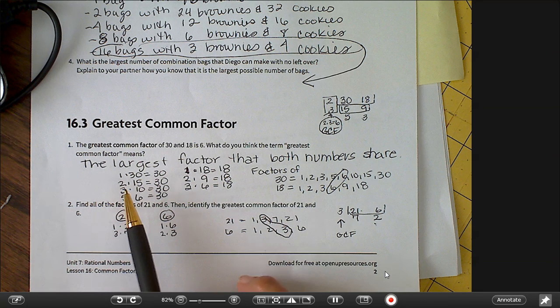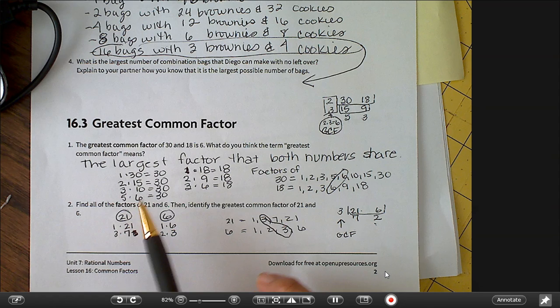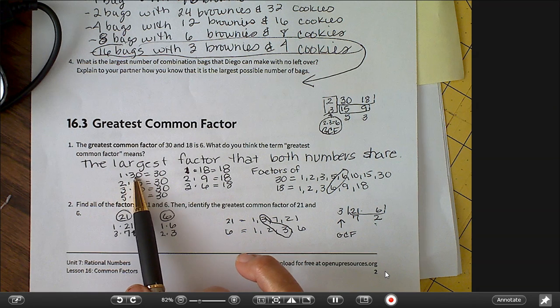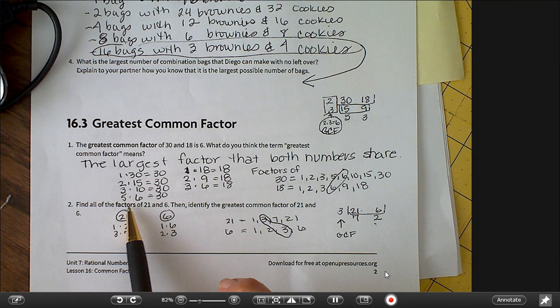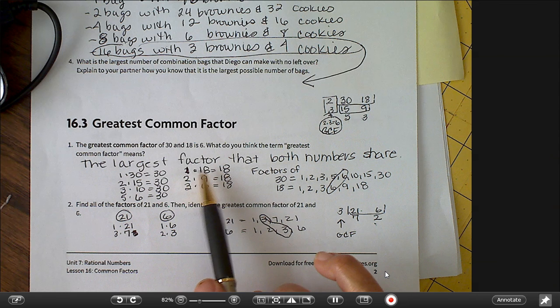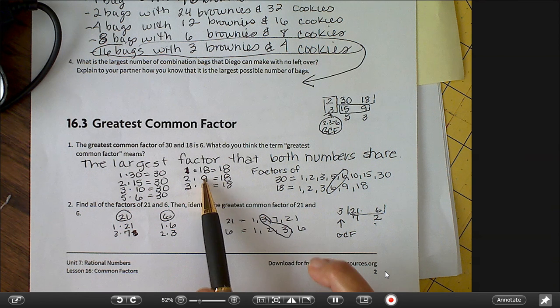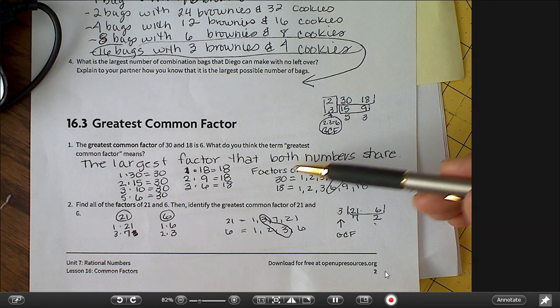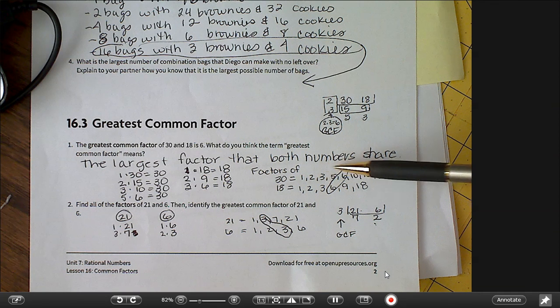So if the factors are the numbers you multiplied to get that number. So if the factors of 30 are 1 and 30, 2 and 15, 3 and 10, 5 and 6, and the factors of 18 are 1 and 18, 2 and 9, and 3 and 6. So if we're listing them, the factors of 30 are 1, 2, 3, 5, 6, 10, 15, and 30.